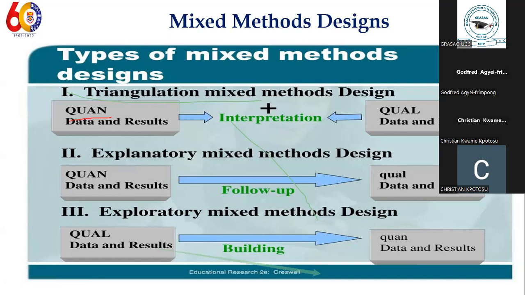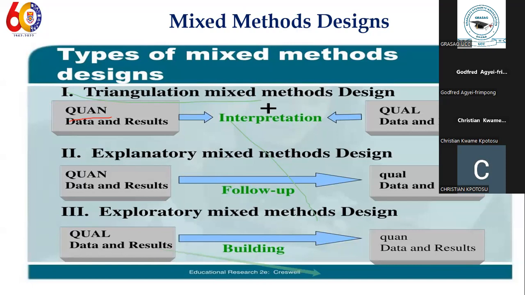Another design, that's the third category, is the exploratory mixed methods design. So as you can see, here the qualitative is capitalized and the quantitative is written in small letters. In this case, we use the quantitative to build up the qualitative. So let's get the difference. In the explanatory, the qualitative is a follow-up to the quantitative. But in the exploratory, we use the qualitative to build the quantitative. So this is how it works.